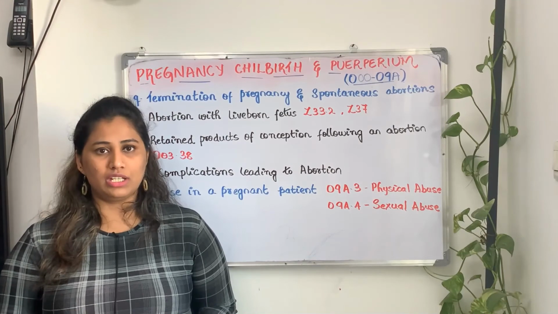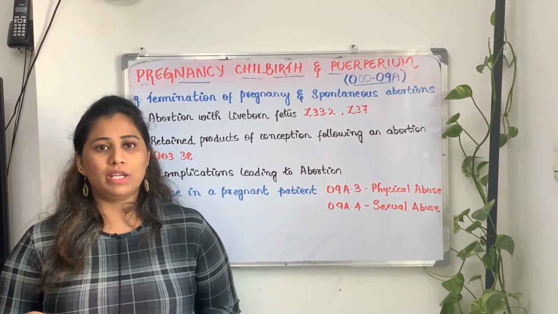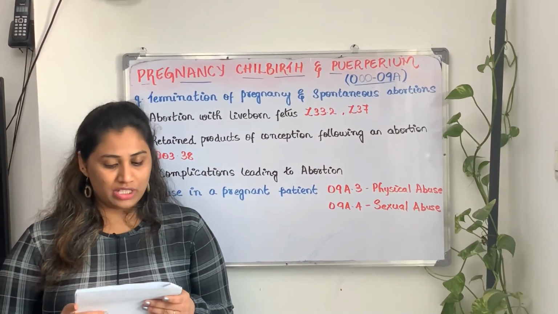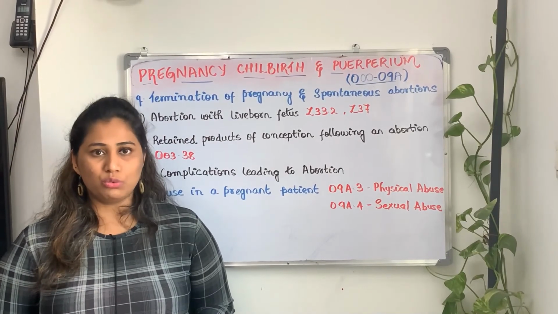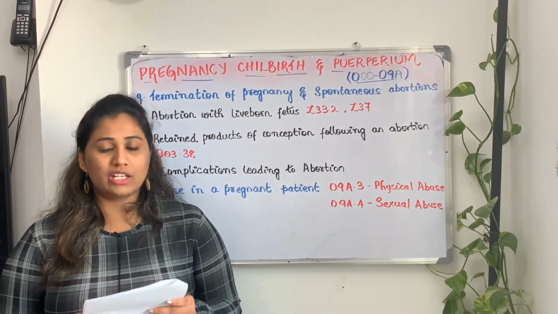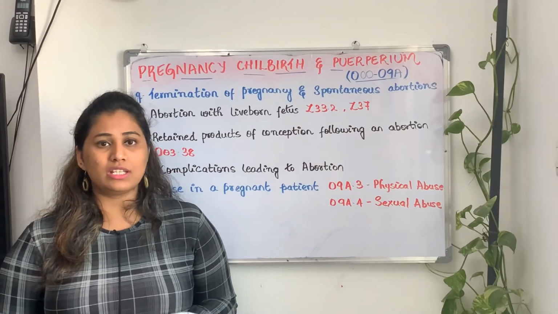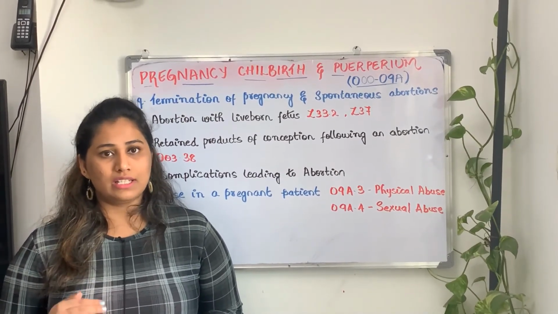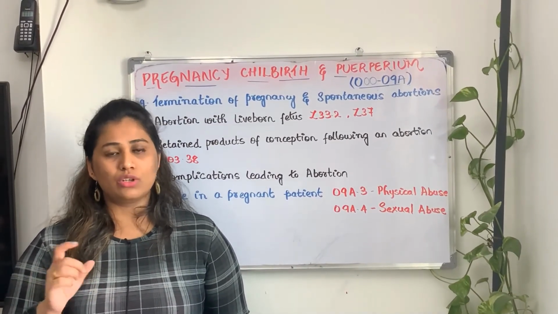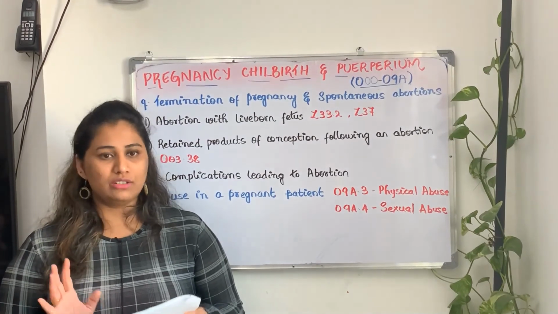If we are choosing an elective abortion and the baby is live, then the coding sequence will be Z33.2. That will be the primary code, encounter for elective termination of pregnancy, and your secondary code will be Z37, the live fetus or the outcome of delivery. Okay, that is the first one.